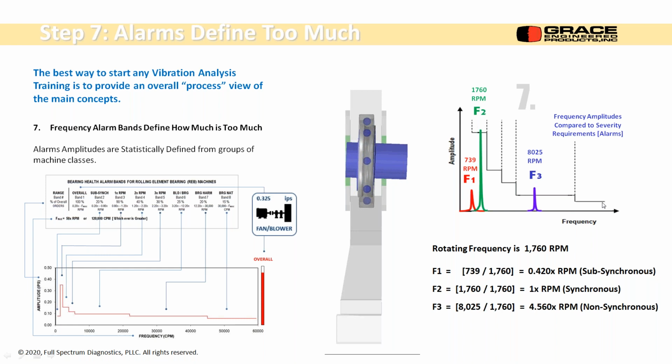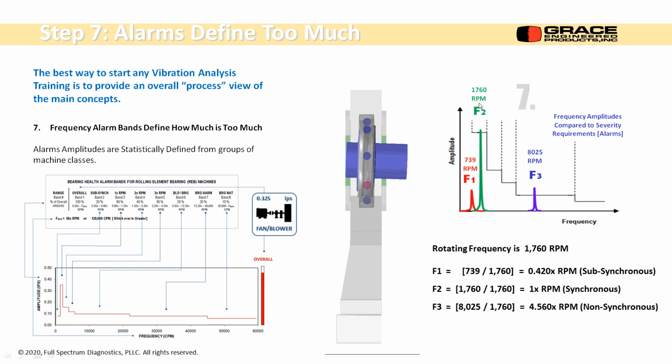Once you're in a frequency format, you compare everything to the turning speed of the shaft to see what frequency it is. Frequency 1, 739 divided by 1760, the turning speed of the shaft, I get 0.42 times RPM. So it's a subsynchronous frequency. It's below turning speed. If I have a peak at F2, I basically do the same thing, kind of a no-brainer here, but 1760 divided by 1760 is 1 times RPM.